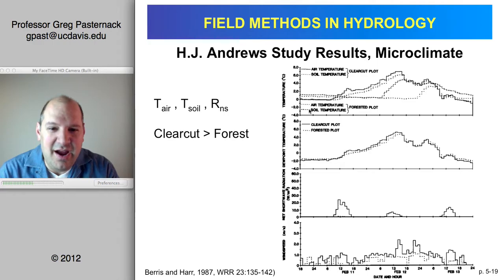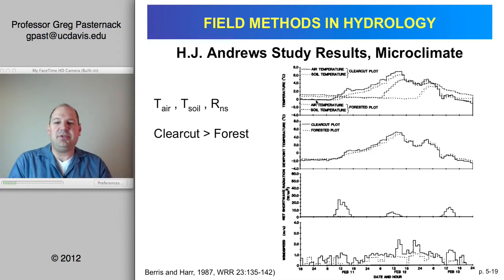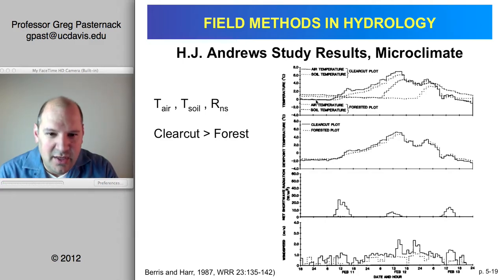Now the air temperature of the clear cut is up. It's one of these lines here, this line up above. The soil temperature for the clear cut is on top of the air temperature. So the air and soil are at the same temperature of about 0. The soil temperature of the forest is actually warmer than the air temperature of the forest, just a little bit.